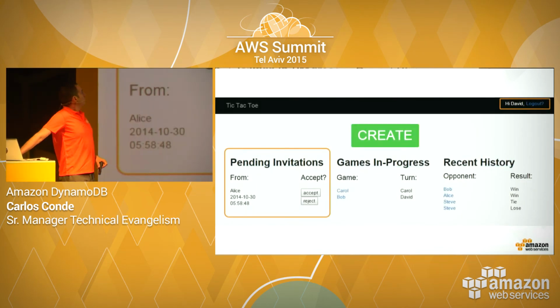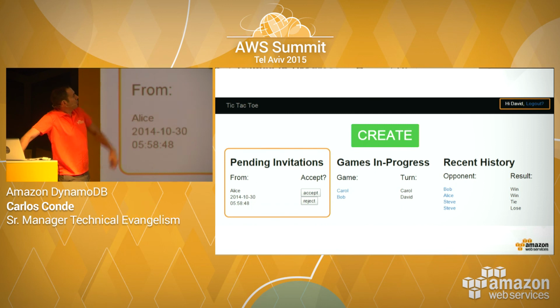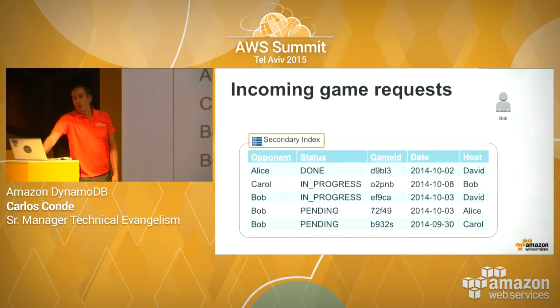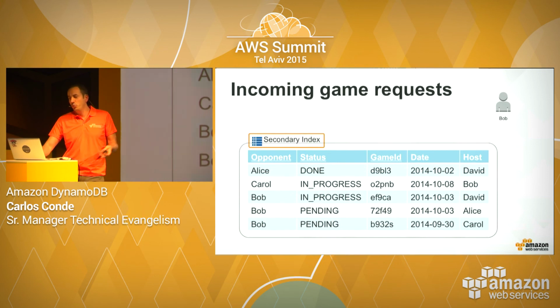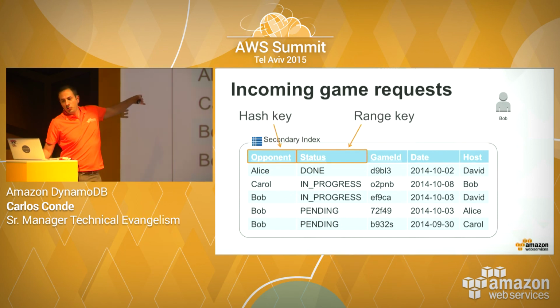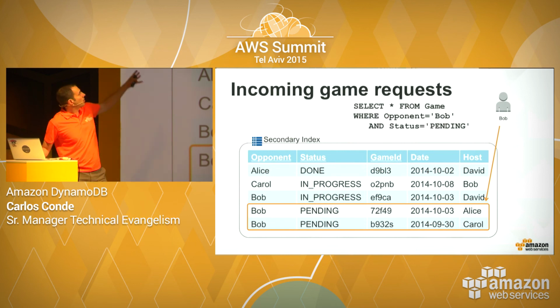So the first query I need to do is what are the pending invitations for this user? Okay, so we already saw the trick. We just have to create a secondary index. It's pretty straightforward. So here I'm going to choose the opponent, and for the status, I'm going to have the range key. And the request is going to look like this. So I take all the details of the game for one player. So I'm the opponent. What are the games where I've been invited? I choose the one with a status pending.